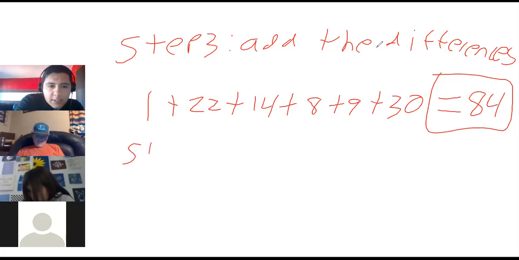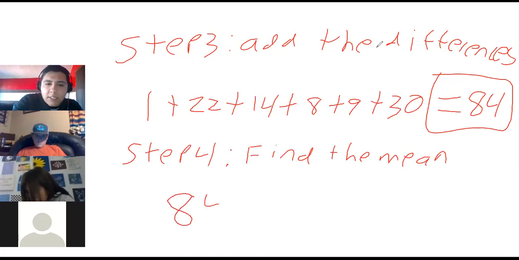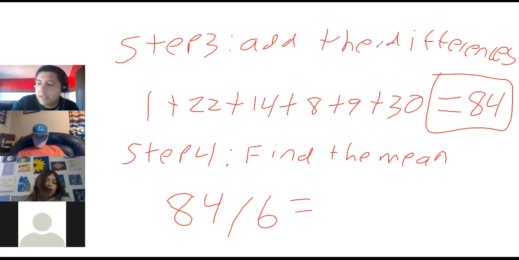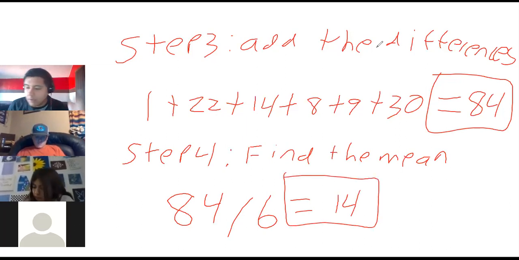So finally, our step 4 is going to be to find the mean again. So this time our total is 84, and we're going to divide it again by 6. So 84 divided by 6 is going to be equal to 14. And that is how we find our mean absolute deviation.